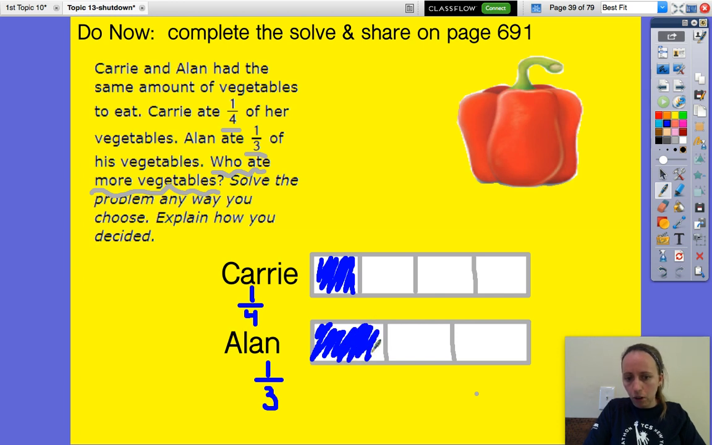Now we can go back to the question, which I squiggle underlined, right, and said, who ate more vegetables? So looking at this, who ate more vegetables? Which fraction is greater? 1/4 or 1/3? Now we can see based on our picture that 1/3 is more. So I'm going to make an equality, right? 1/4 and 1/3. And we'll put the correct symbol in between. 1/4 is less than 1/3.